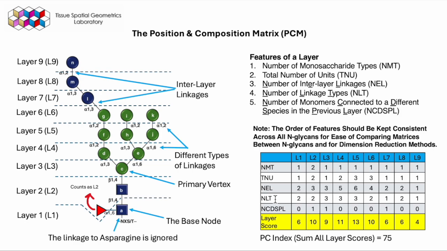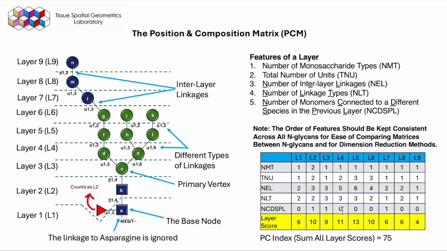Next is the NLT, which stands for number of linkage types in layer 4. Well, layer 4 has an alpha 1,2, that's one type. It has two alpha 1,3s, which is a second type. And then it has two alpha 1,6s, which is a third type. So therefore, there are 3 linkage types in layer 4, and so the number here is 3.